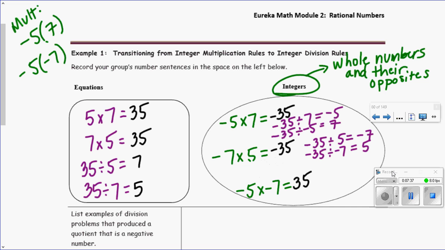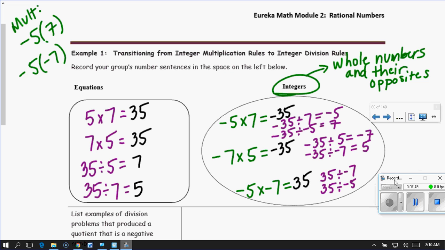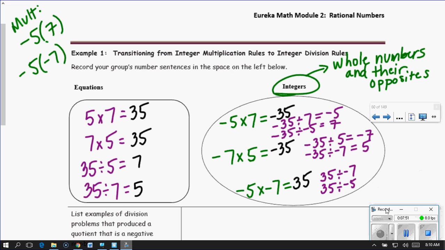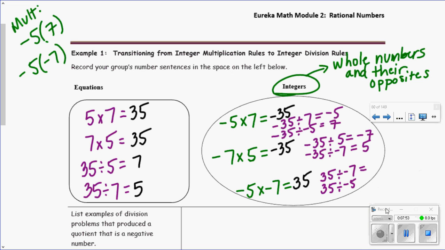Okay, last one. We've got -5 times -7, and that gave us a +35. So this time I'm doing +35 divided by -7, and we're also going to do +35 divided by -5. All right, the answer is in the problem. So 35 divided by -7 is -5, and 35 divided by -5 is -7. Hopefully you are noticing a pattern here with those problems.